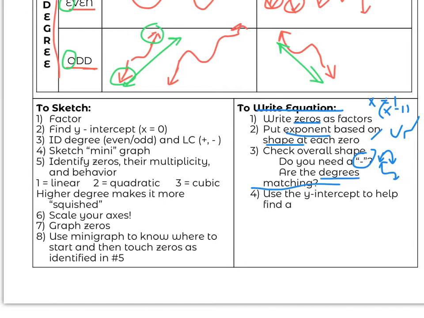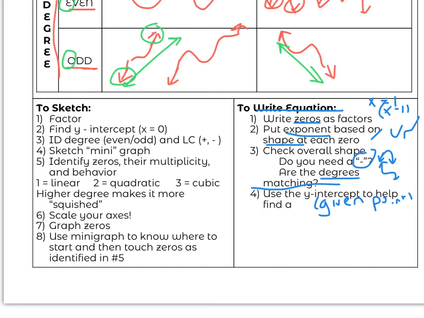For honors, we're going to be finding also our exact a value. So we're going to be using either the y-intercept or another given point. So if I just have the graph, I can use the y-intercept. Or you might be given a point to plug in for x and y to solve for a. This is exactly like what we did with quadratics.